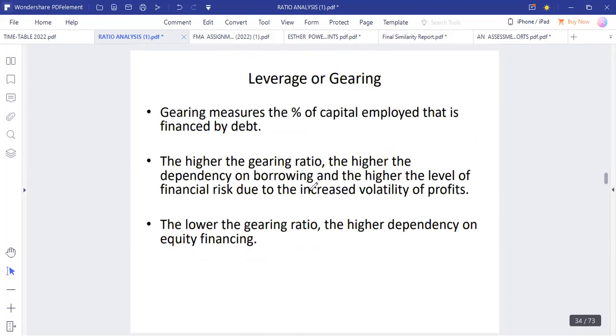Then we also have the leverage, which are also called the gearing ratios. These give us a percentage of the capital employed that is financed by debt. If we have a high gearing ratio, meaning our dependence on borrowing is higher, the higher the level of borrowing, the higher the volatility of the profits. The lower the gearing ratio, the higher the dependency on what? Equity financing. Equity financing basically looks at the money that comes from our very own shareholders. All right.